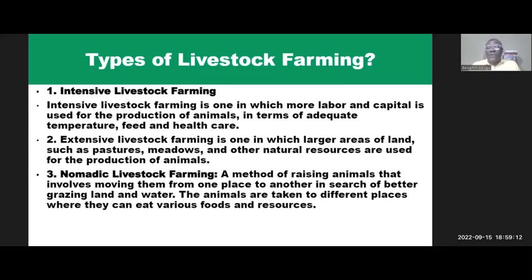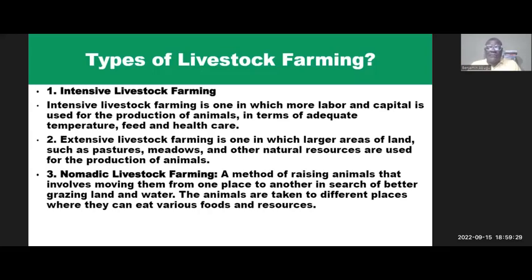Of course, this is the work of the nomadic herdsmen. It's a method of raising animals that involves moving from one place to another in search of better grazing land and water.